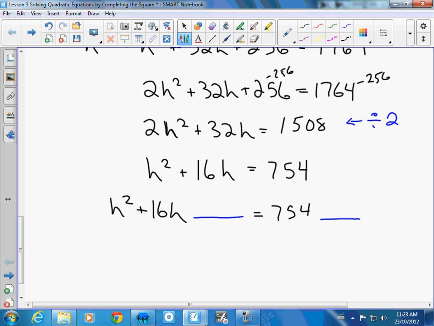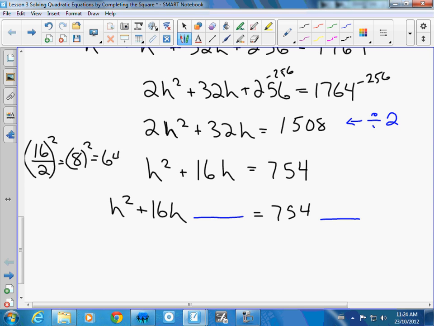Now, what number are we going to take to divide by 2? Remember this? We take the 16, that's still the same, and we divide it by 2. So what's 16 divided by 2? 8. We take that 8 and we square it, which is 64.